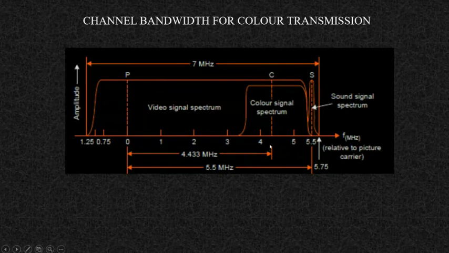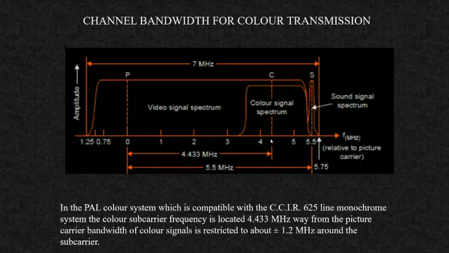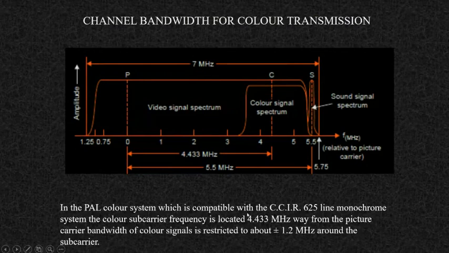So for channel bandwidth for color transmission, you are allowing the same bandwidth, or you need to give the same frequency, it must occupy the same bandwidth, it should go in the same bandwidth, okay. So if we see the channel bandwidth for color transmission, your PAL system, I am talking about the Indian system now, which is compatible with the CCIR 625 line monochrome system, your color subcarrier is located at 4.43 megahertz away from the picture carrier.